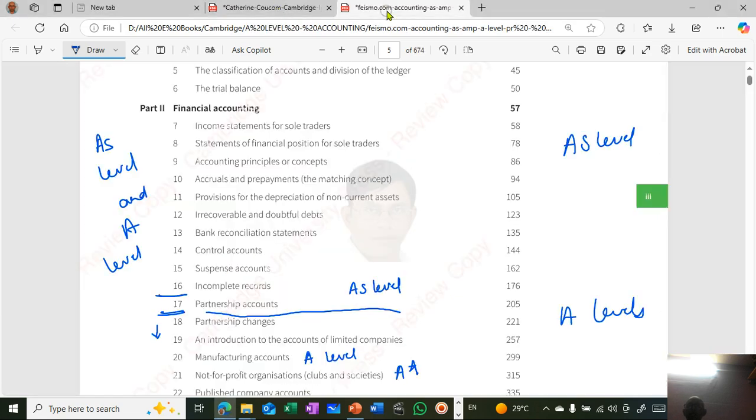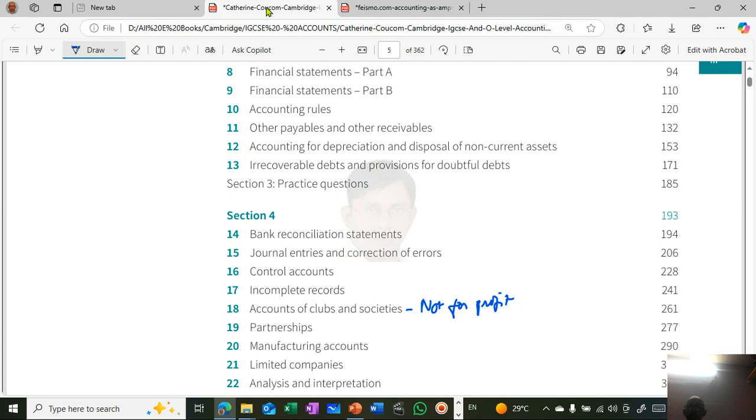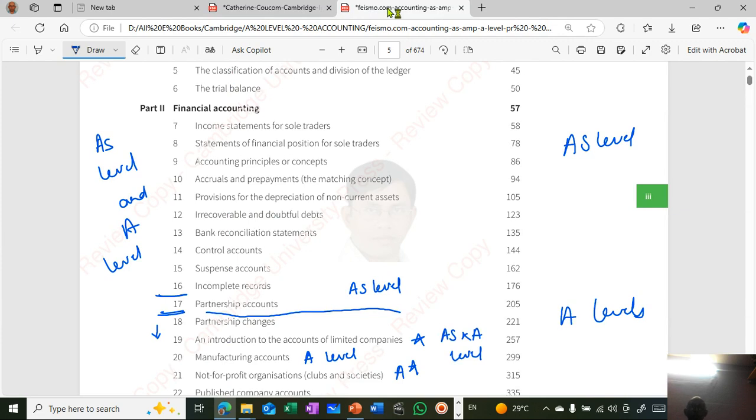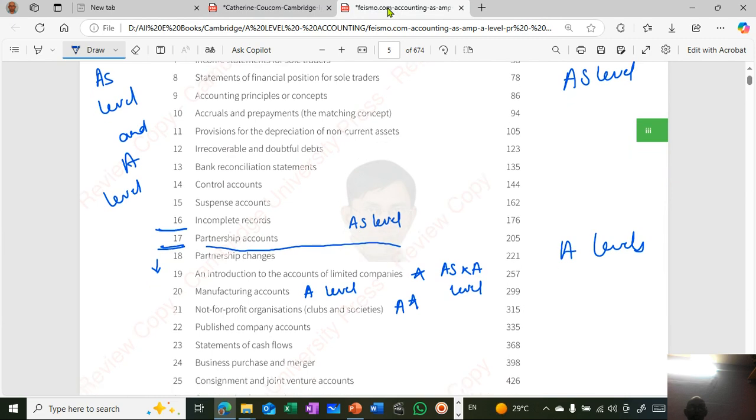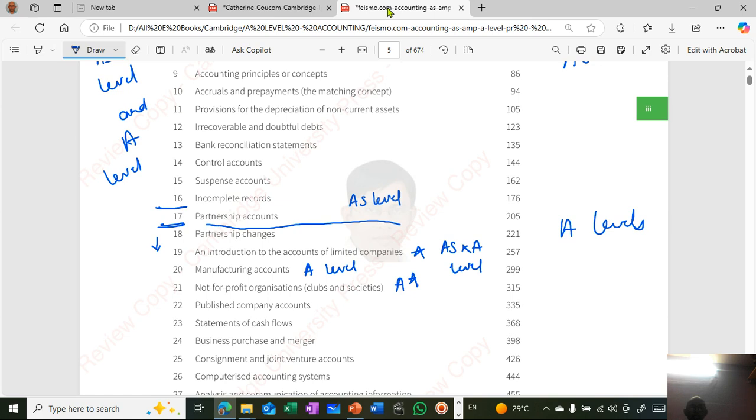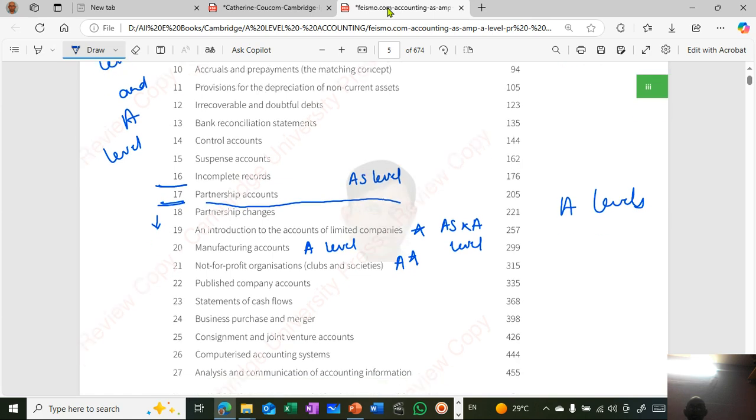Limited companies, introduction to accounts of limited companies. A portion is there in A level also, a portion is there in AS level also. This is split into two, AS and A level as well. Okay, now then manufacturing limited companies, analysis and interpretation. See here, the last lesson in this: analysis and communication of accounting information.